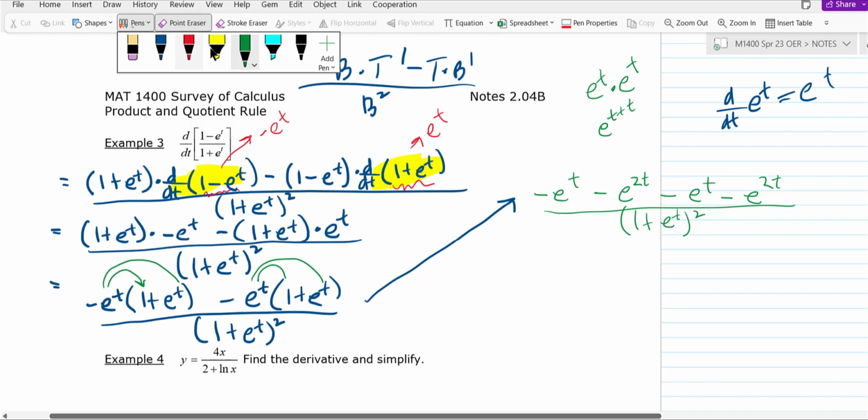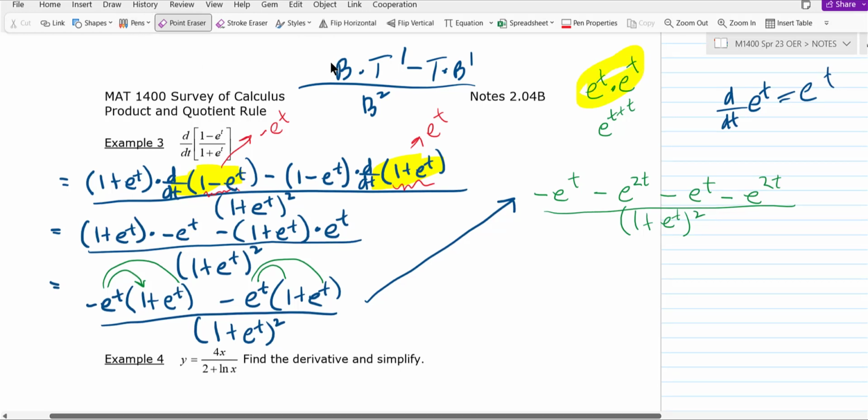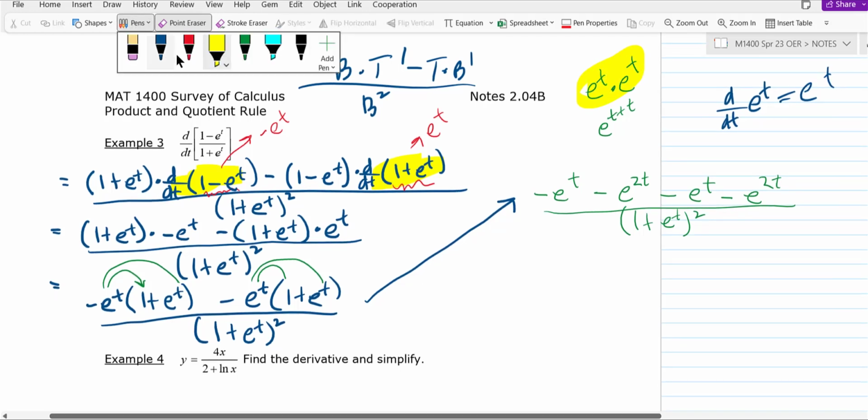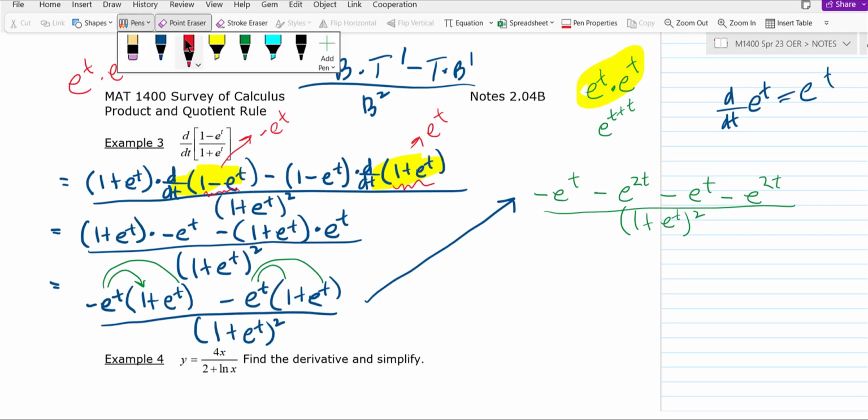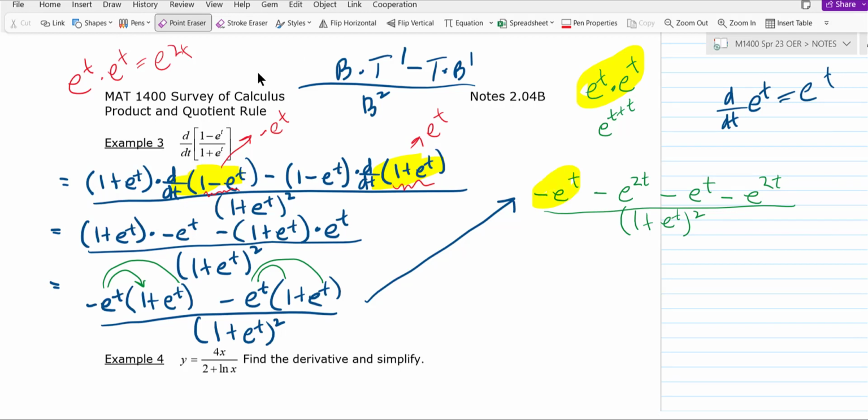Now, this is probably a good thing to put in your notes somewhere, because it'll pop up quite a bit. E to the t times e to the t is e to the 2t, okay? And understand why. You're adding exponents. Okay, now if you look at this, it looks like we have like terms that go together. So the like terms that go together are these things right here.